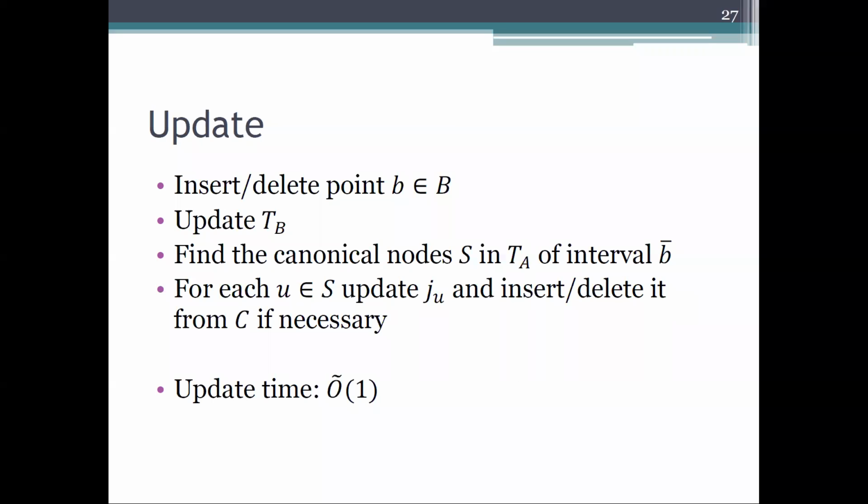The update time is near constant because this is the time that we can find the canonical nodes of a query interval in a range tree. For example, in 1D, it is order log n.